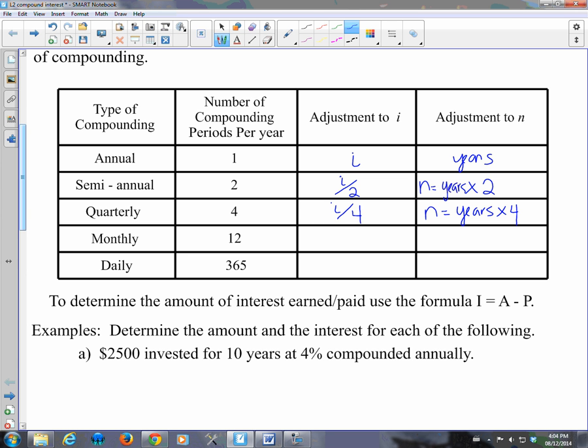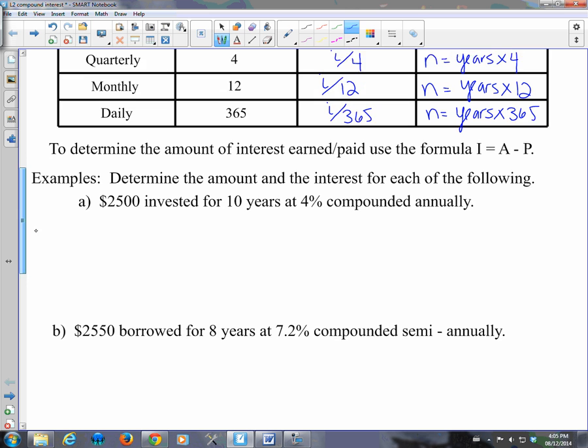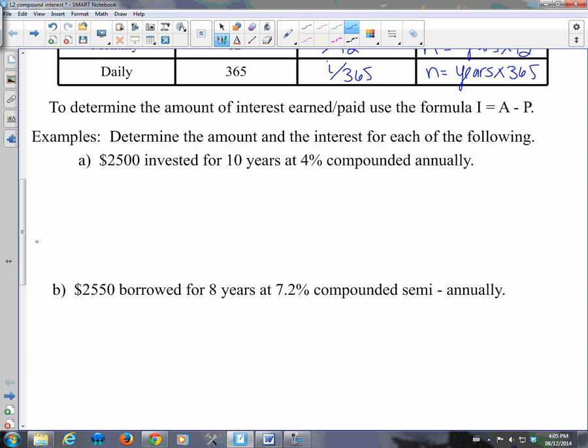And monthly is your yearly rate divided by 12. And n would be your years times 12, because there's 12 months in each year. Daily would be your interest divided by 365, and n would be your number of years times 365 days in each year.